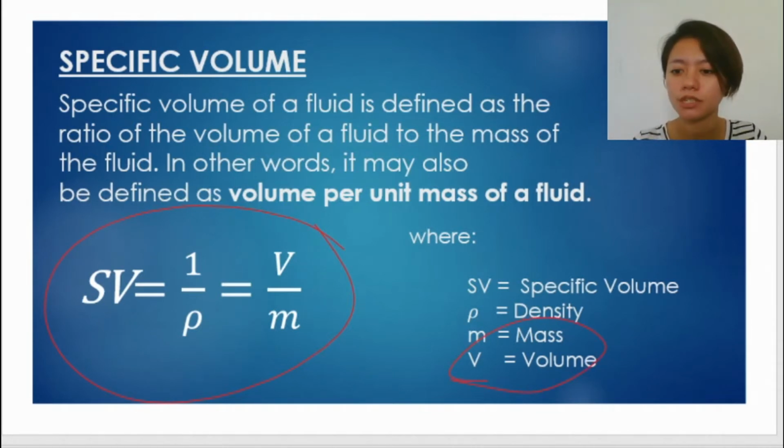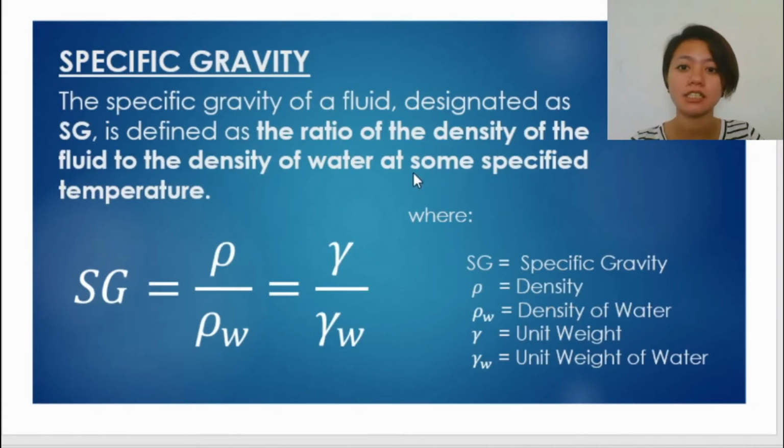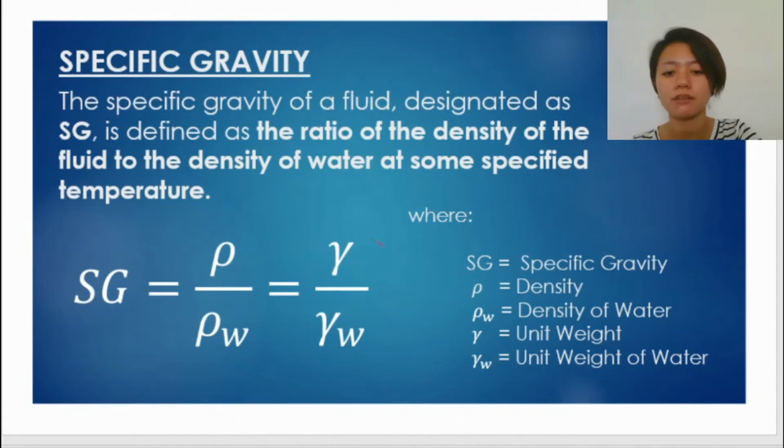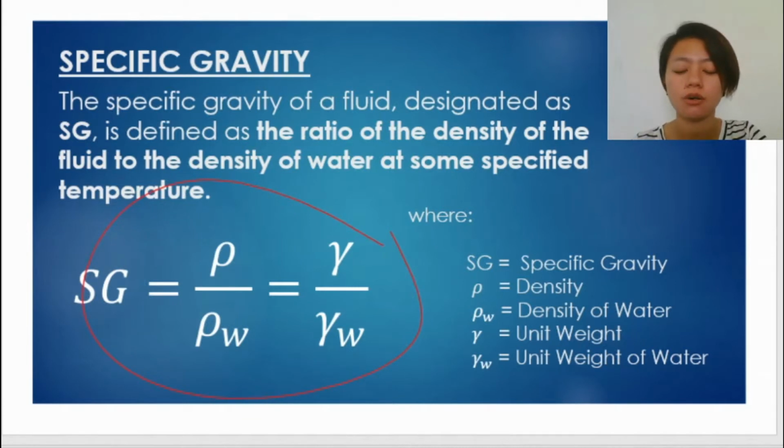So let's proceed with specific gravity. The specific gravity of a fluid, designated as Sg, is defined as the ratio of the density of the fluid to the density of water at some specified temperature. So we have the formula Sg equals rho of the fluid over the density of water, equals the unit weight of the liquid over the unit weight of water. In this formula we use water as the reference for the ratio and proportion.